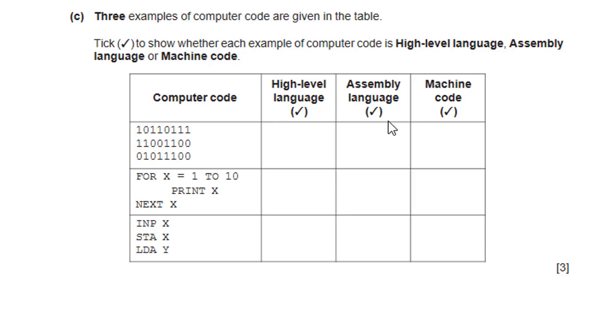So now it's going to show you some examples. Again, this is a relatively straightforward question. This obviously is showing us some binary, and that is machine code. This is showing us some kind of pseudocode, but it looks very close to Python that we've been learning. So that's high-level language, and some assembly language, as we've been learning for the little man computer. We've got INP, STA, and LDA, which is using mnemonics, which is assembly language.